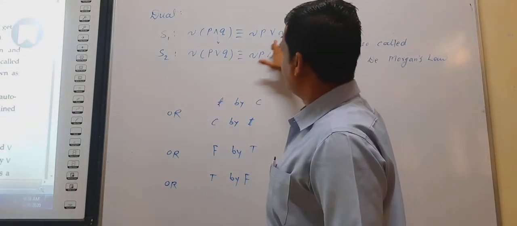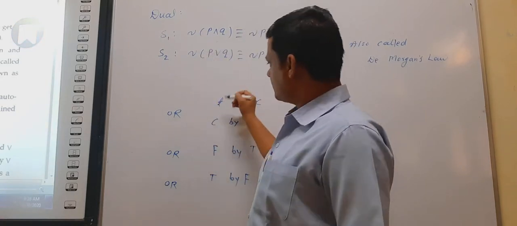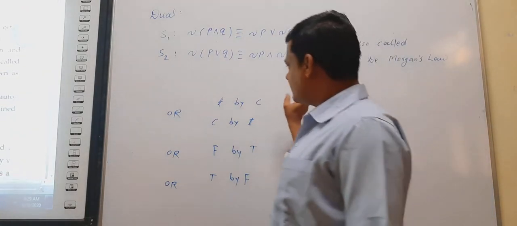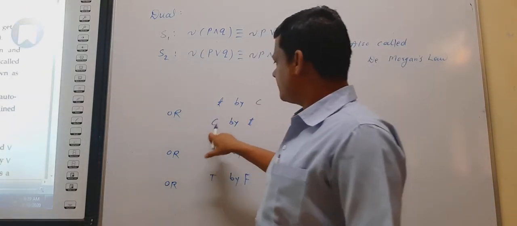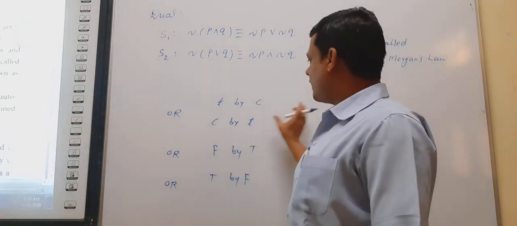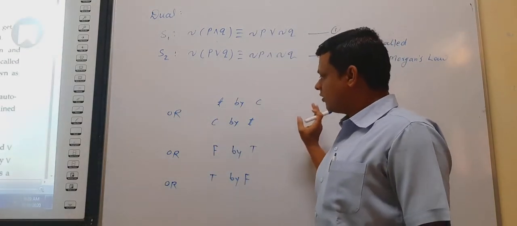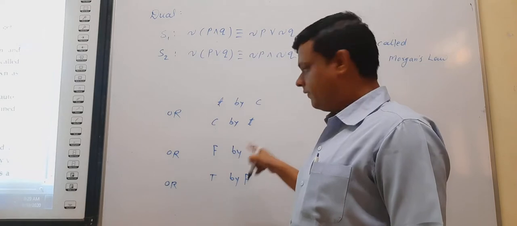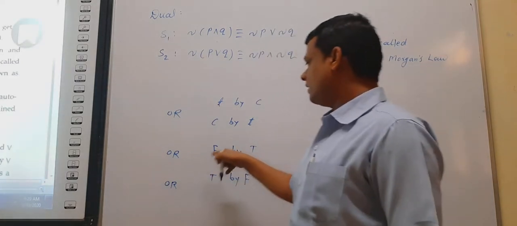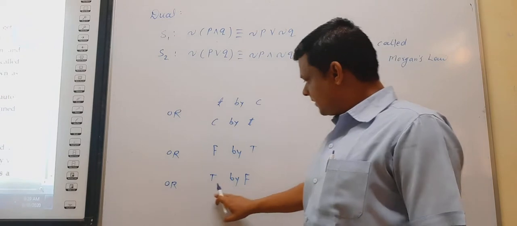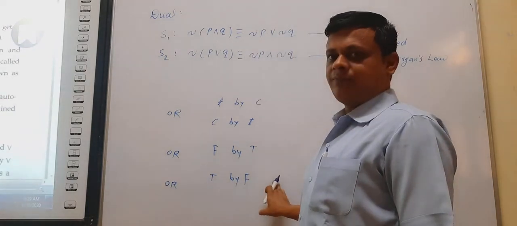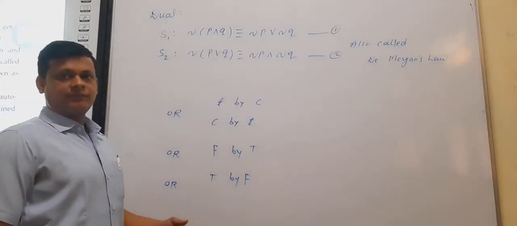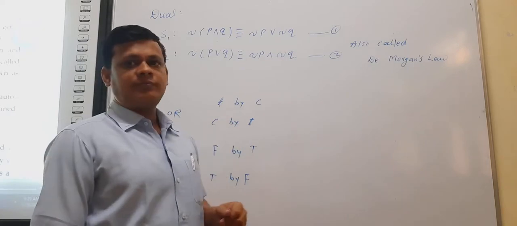If the statement contains tautology, that is small t, then we have to replace it by contradiction, small c, or if the statement contains contradiction, that is c, then we have to replace it by small t, that is tautology. If the statement contains truth value F or T, then if F is present, replace it by T. If T is present, then replace T by F. We have to note, if the statement contains negation, do not change the negation of the given statement.